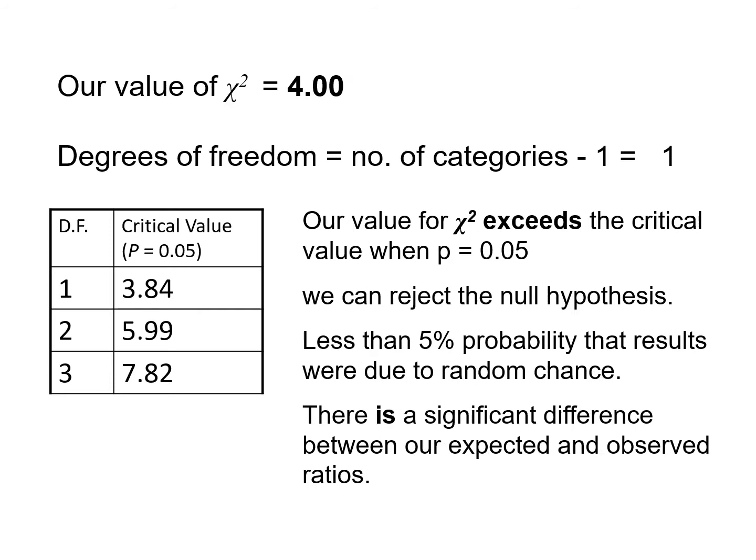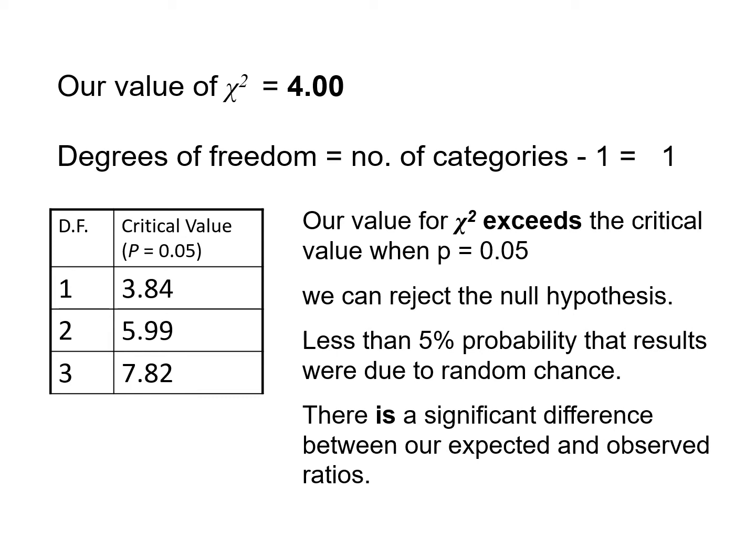To make it easy for the examiner to follow, I've clearly stated what my chi-squared value is, and immediately after I have identified what the degrees of freedom are for this particular question. Again, because it was heads and tails in terms of outcomes, we only have 2 categories. 2 minus 1 gives us 1 degree of freedom. The next thing that we state is that our value for chi-squared exceeds the critical value when p is 0.05.